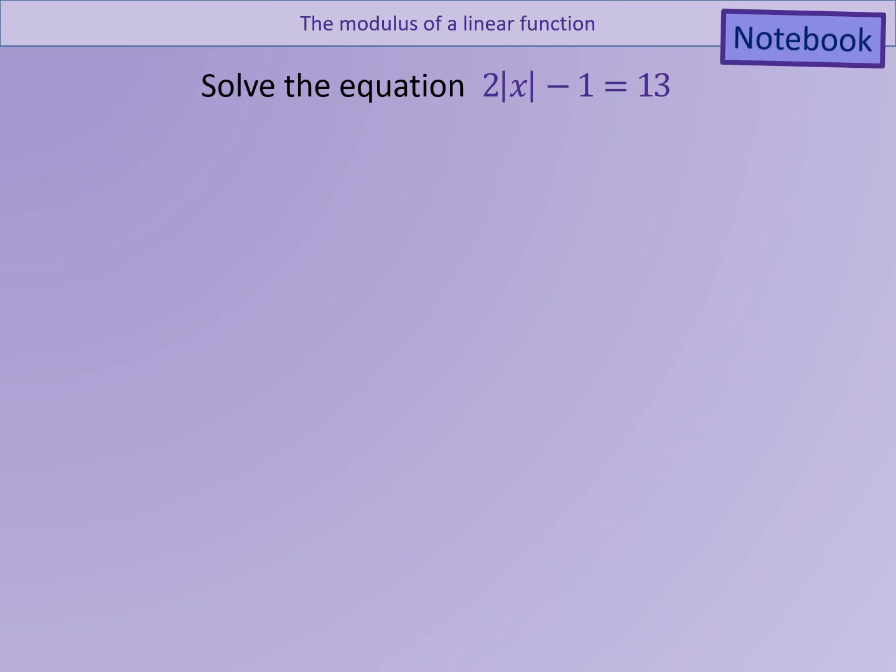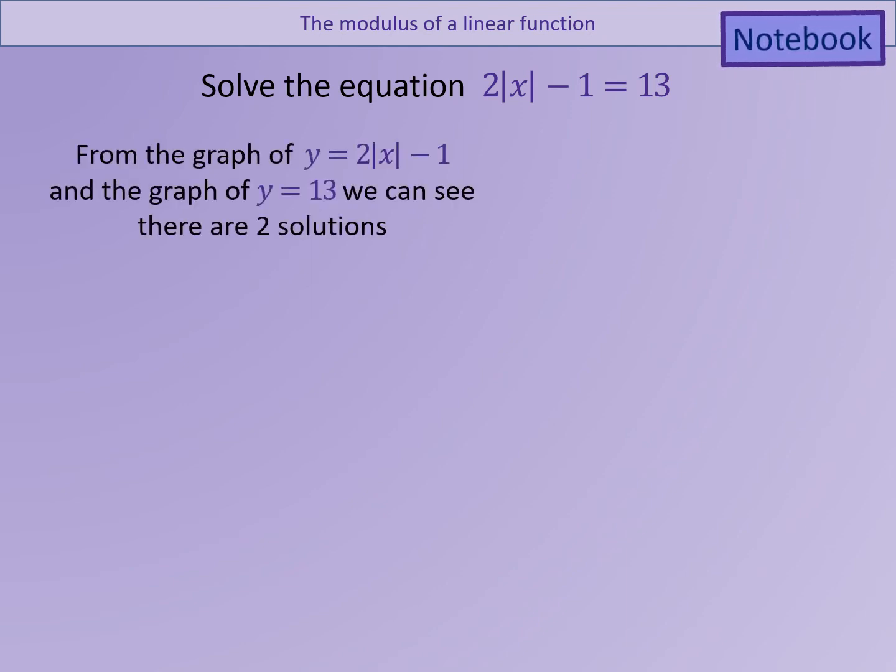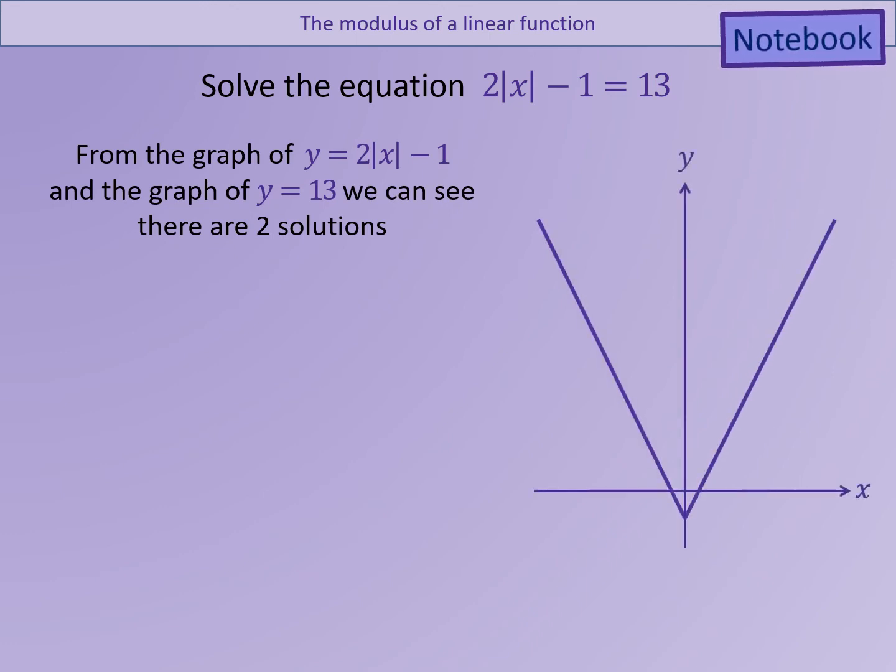Right. So let's have a look at solving some of these mod equations. So we've just drawn that previously before you did the exercise: 2 mod x minus 1 equals 13. When we drew that graph, we could see that if I plot 13, then I'm going to have 2 possible answers. One here, one here. So the blue line is the 2 mod x minus 1. That line is 13. The question is, how do I get these 2 possible answers out?